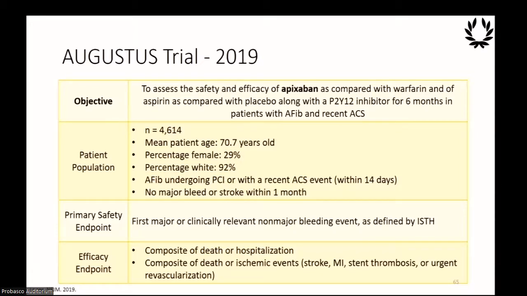It is a journey. I'm going to tell you the different patient groups in a minute. So this was the largest of the three trials. There was a little over 4,600 patients randomized. It was an older population, mostly male, mostly white, and patients had to have AFib and undergoing PCI, as we've seen in other studies. And similar to the Riedel PCI trial, the primary safety endpoint was first major clinically relevant non-major bleeding event. And again, we had a composite efficacy endpoint.